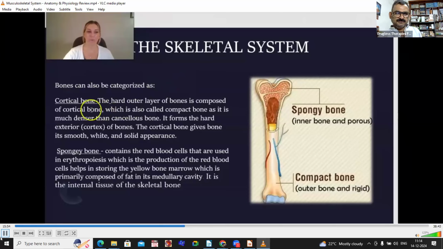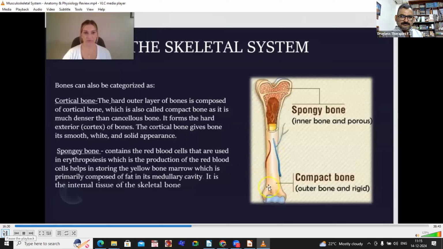Bones are categorized as cortical bone or spongy bone. You can see in this picture that cortical bone is the hard outer layer of the bone. It's also called compact bone, and it's much denser than the spongy bone. It forms the hard exterior surface of bones, and it gives the bone its smooth, white, solid appearance. So the compact or cortical bone part of the bone is right here.